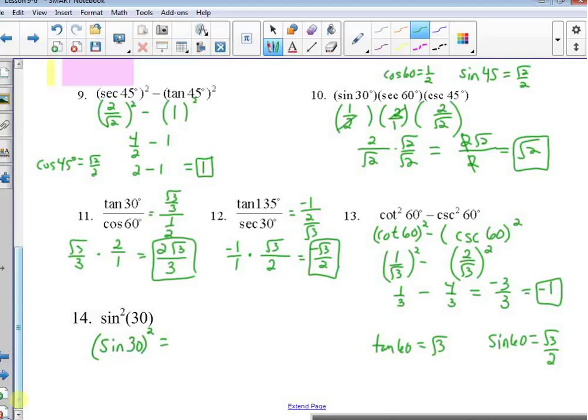And the last one, the sine squared of 30, is really the same as the sine of 30 squared. And that is just equal to 1/2 squared, which equals 1/4. Okay, so really should know that chart in the unit circle.